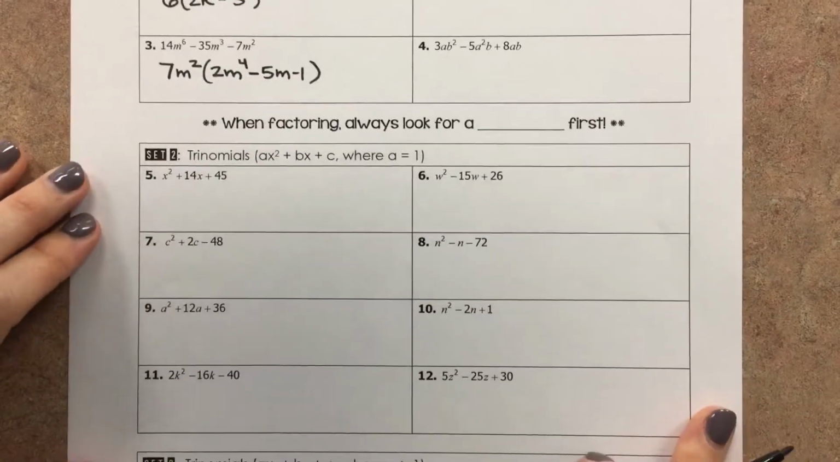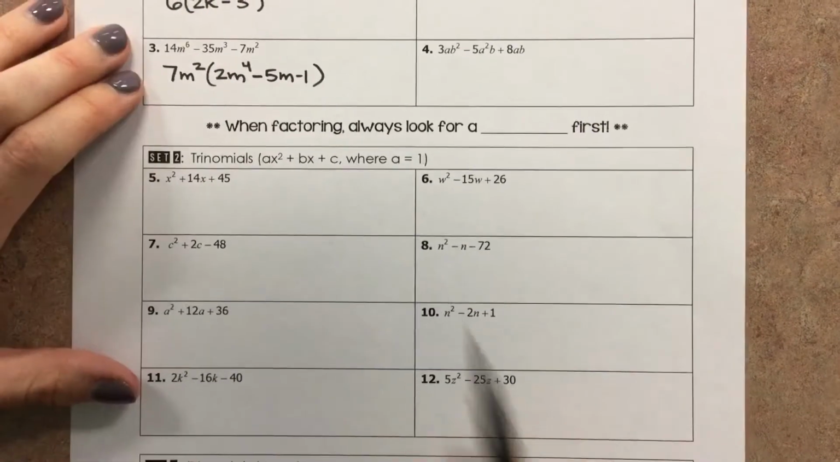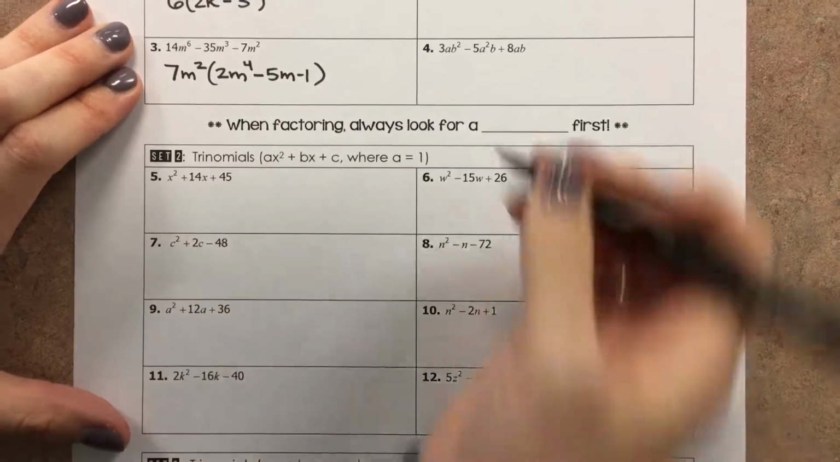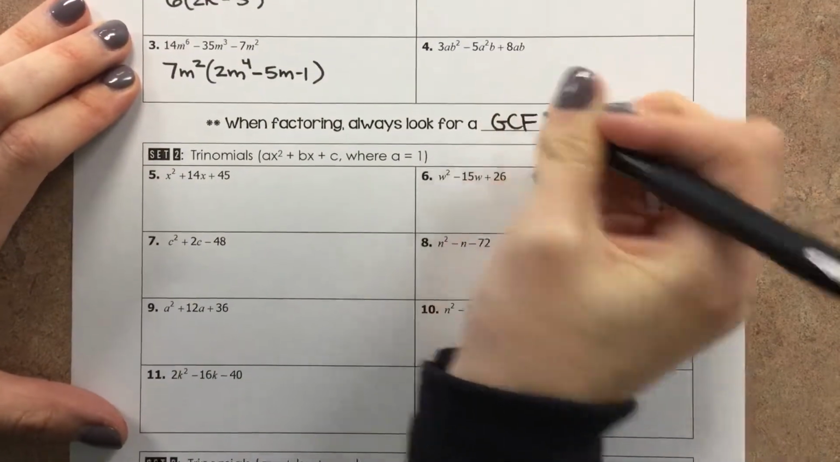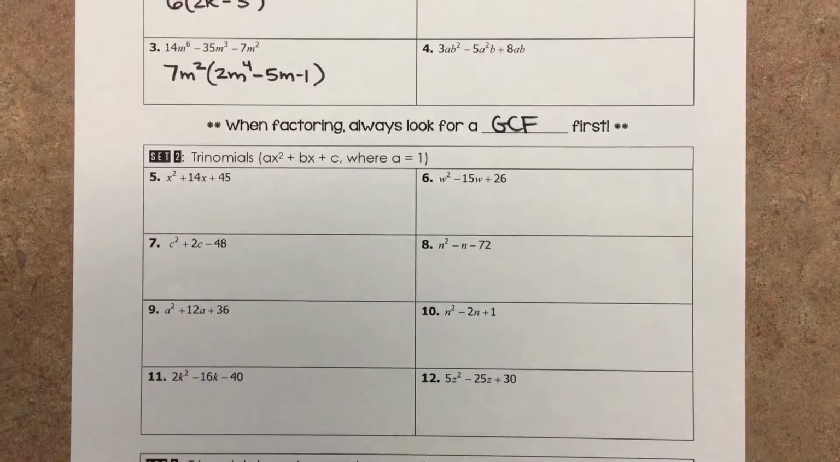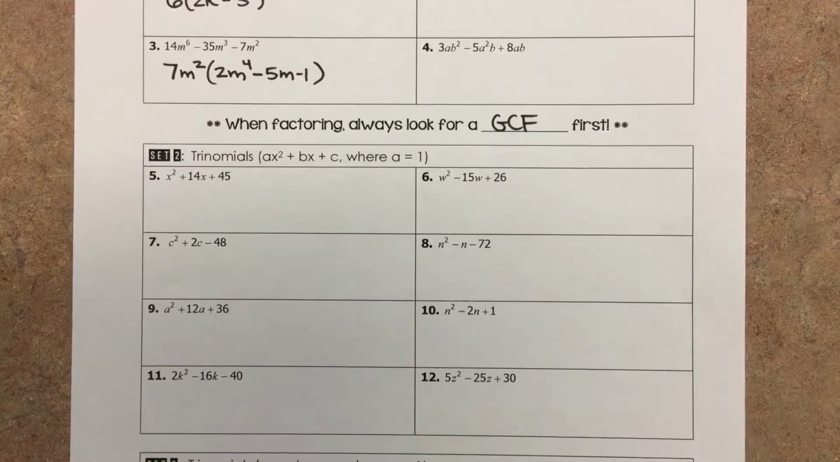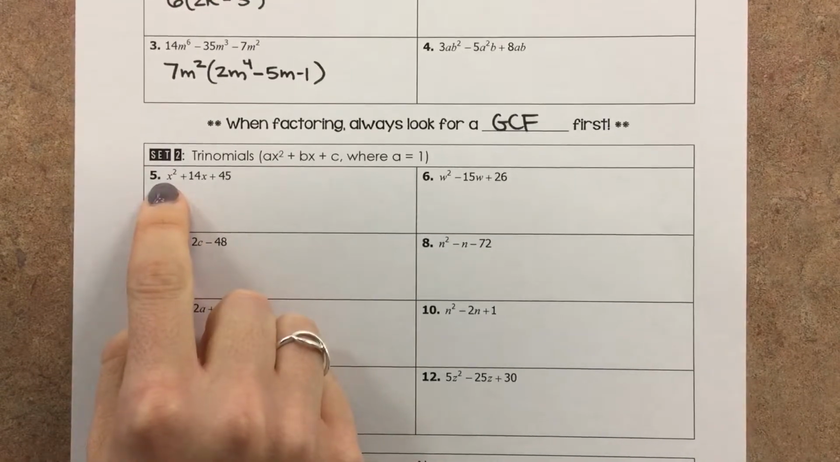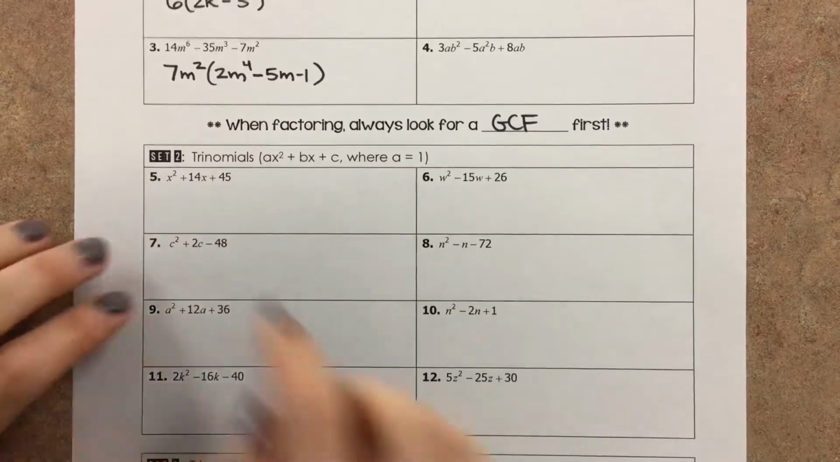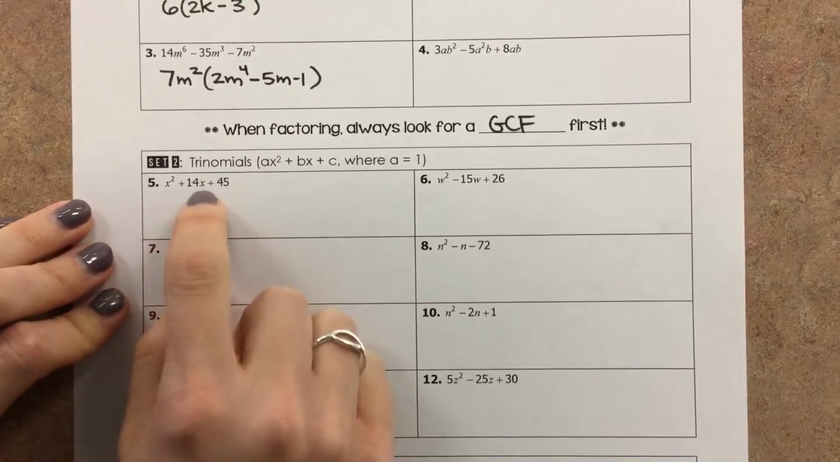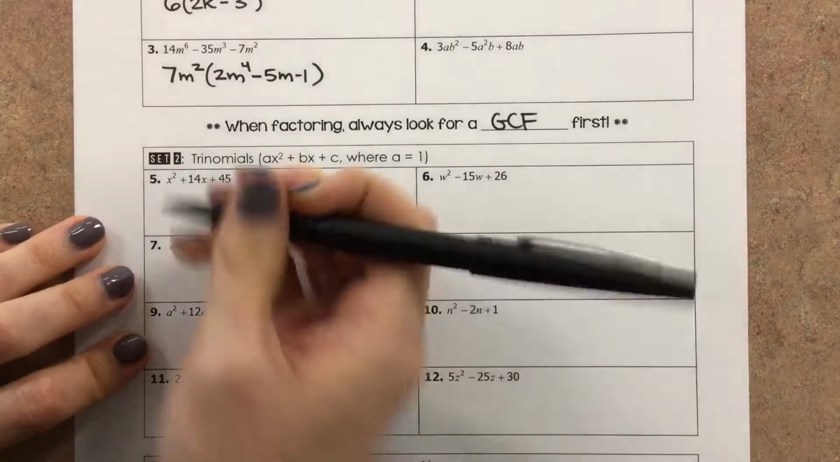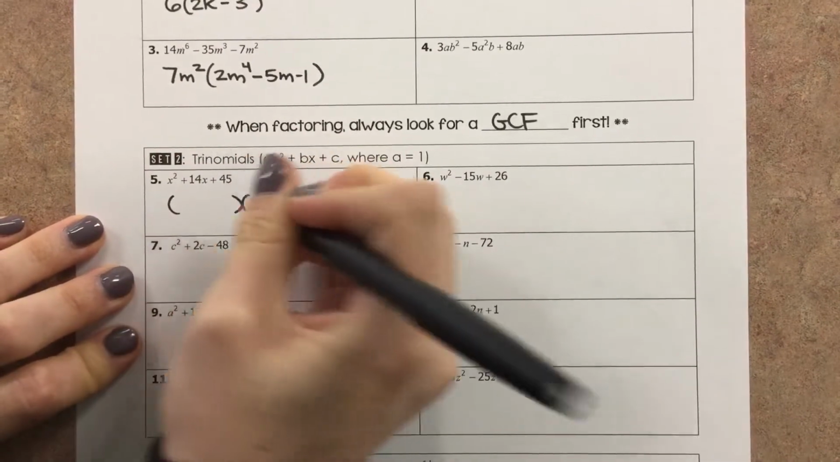Next set, trinomials. These are the more straightforward trinomials. So remember, look to see first if you have a GCF. You should be doing that with every single problem to see if you have a GCF. If there's nothing in front of this term, then there probably isn't a GCF. So like with number 5, there's nothing that all 3 of these have in common. So with that, we just go right into our 2 sets of parentheses.